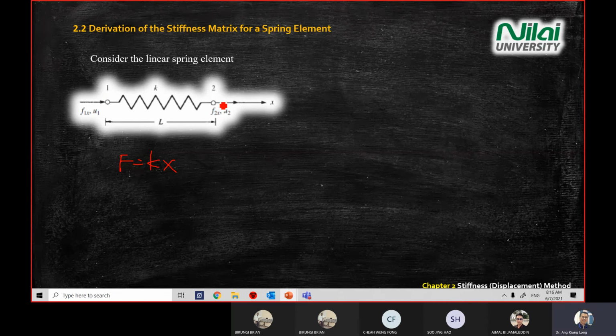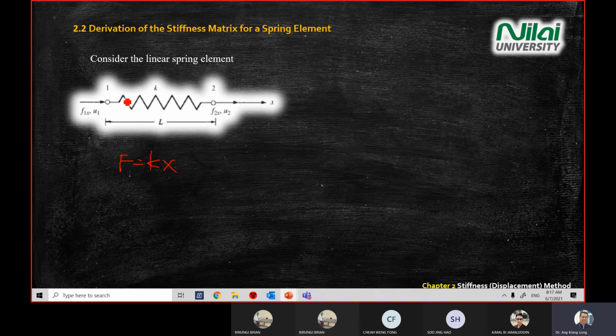Same with point number 2, you have a force at point number 2, F2x. 2 represents point number 2, x represents the x direction. Because when it comes to the final exam or your test, we will orientate the object, so you need to carefully label your element. Okay, so this is the first start.